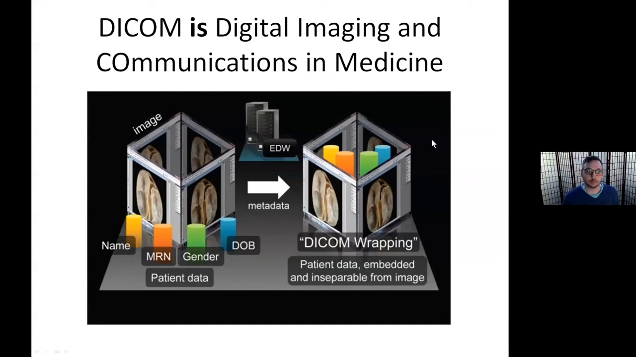DICOM is digital imaging and communications in medicine. This is actually what DICOM is. We'll get into the nitty-gritty, but the big picture is that it's the imaging data with all the other patient data associated with it and embedded. So instead of just a single picture, you have a picture with all the metadata, with all the patient data attached to it, and it comes together. It's all embedded and inseparable from the image. So instead of just having a picture and wondering what this is, it has all that information about what it is built into it in medical terminology.